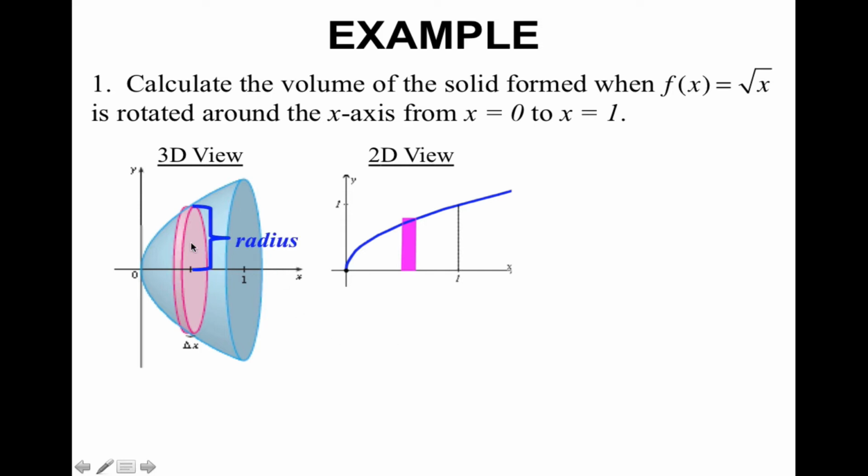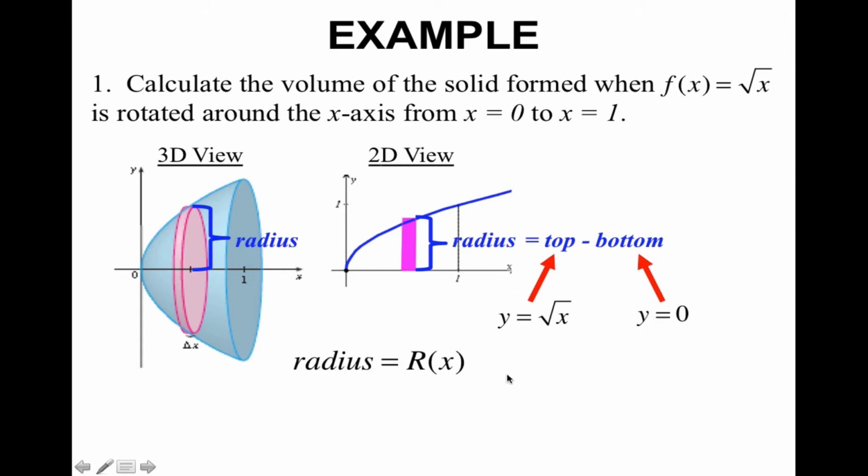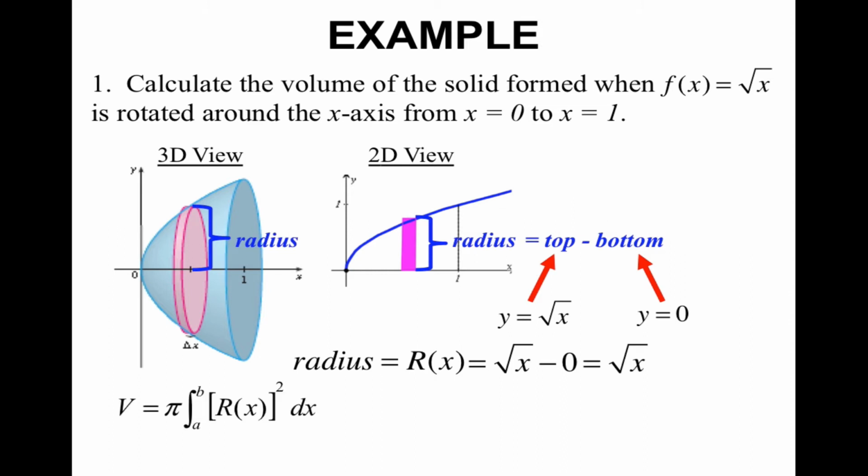To get the value of the radius, because we have to do pi r squared, the radius is going to be your top curve minus your bottom curve in this case. Since our radius is top minus bottom, the top curve is the square root function, and your bottom curve is the x-axis, which is represented by y equals 0. So my radius, which I'm going to call r of x, is the square root of x minus 0, which of course is just the square root of x. And that's what I'm going to integrate.